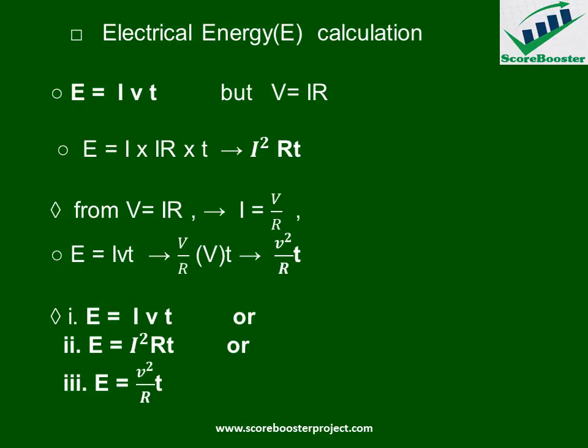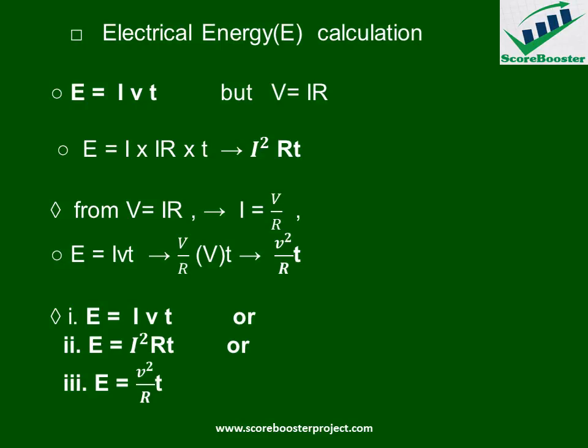Similarly, from the same Ohm's law that says phi equals IR, we can make I the subject of the formula by dividing both sides by R, and that will give us I equals phi over R. So if we substitute for I in E equals I phi t, that will give us E equals, in place of I now we put phi over R, then times phi, then times t. So phi times phi is phi square. So we have phi square t over R.